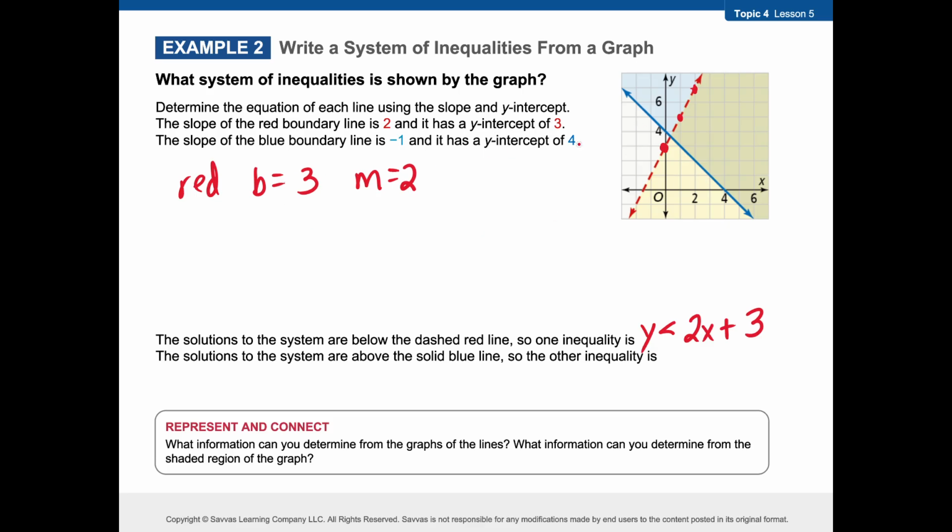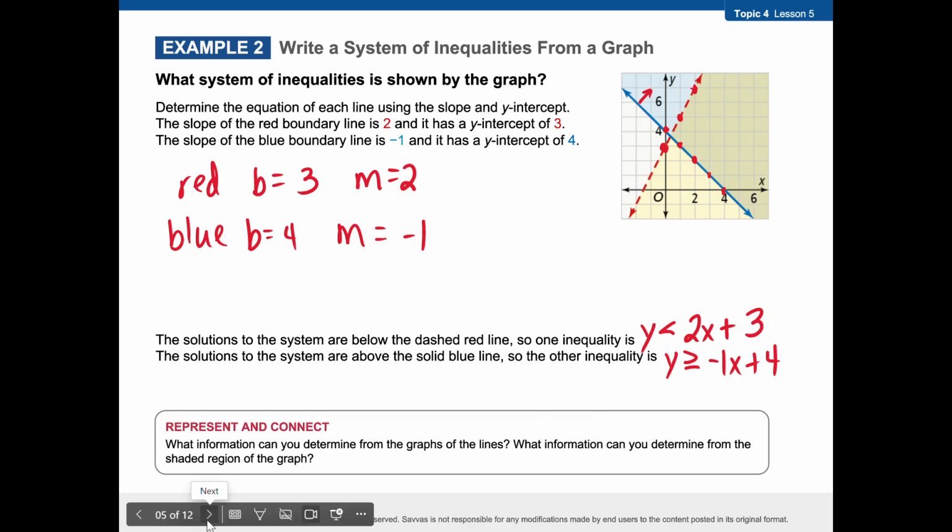My blue line has a y-intercept of 4, but that line is going down, so I know my slope is negative. There are little points here, so my slope is -1. It's solid and shaded above, so y is greater than or equal to -1x plus 4. That would be the system of inequalities for this graph. You can pause and try these on your own next.